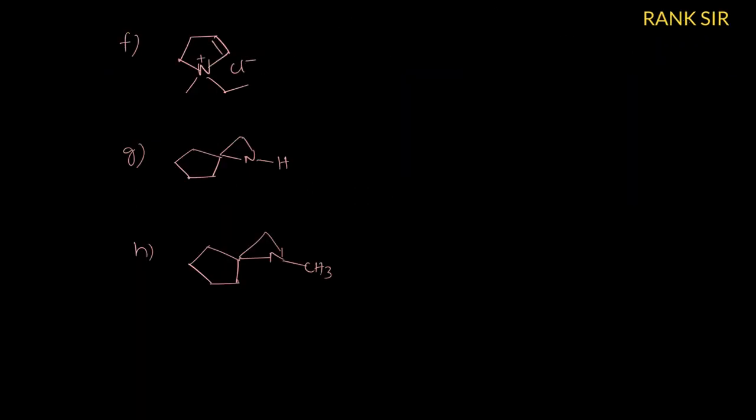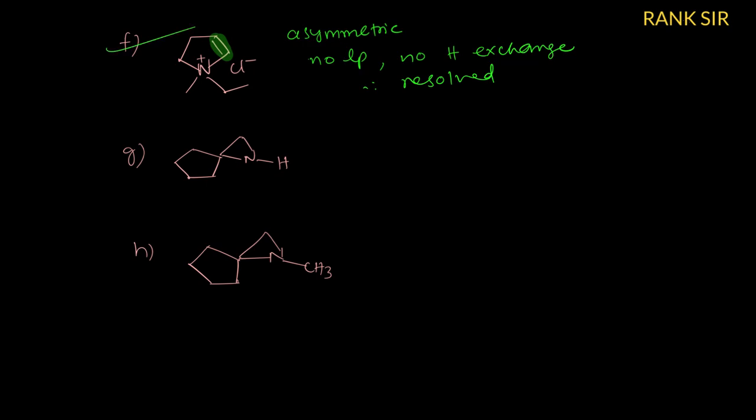F is similar to the E type structure, but keep in mind that on the right side a double bond is present. So due to this double bond, it becomes asymmetric. So due to this asymmetric nitrogen in the quaternary ammonium salt, it can be resolved because there is no lone pair, and also no proton exchange, therefore it is resolvable. It is possible.